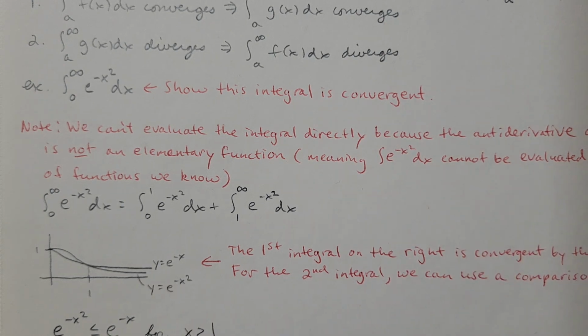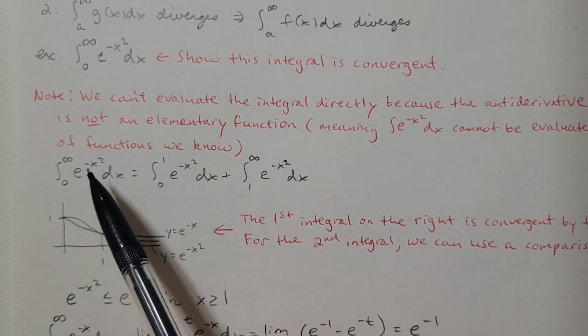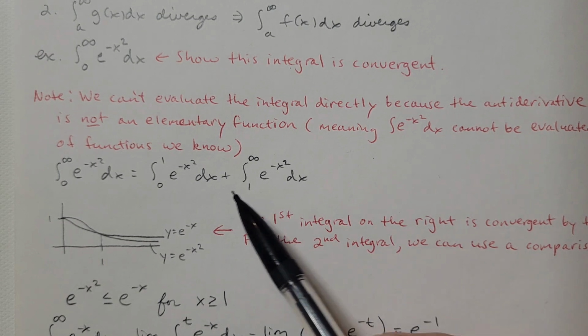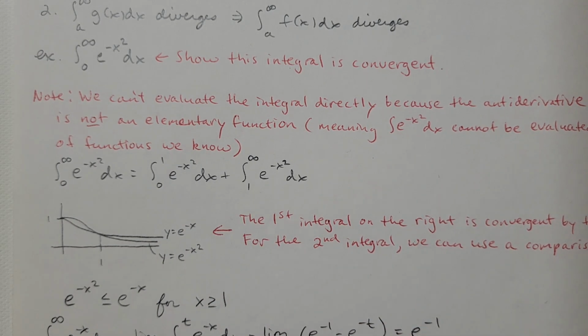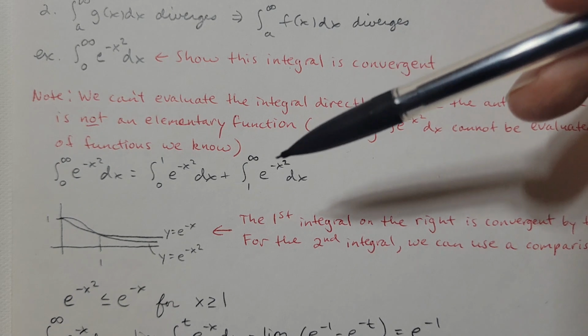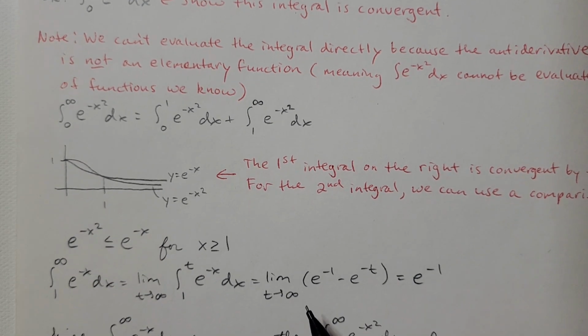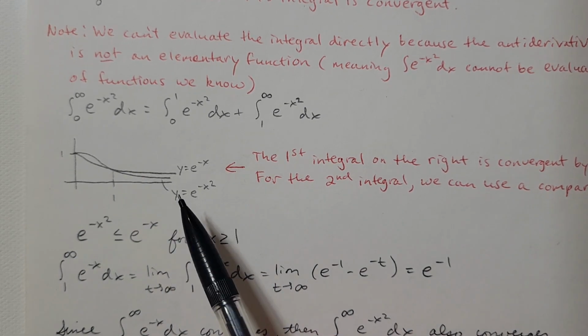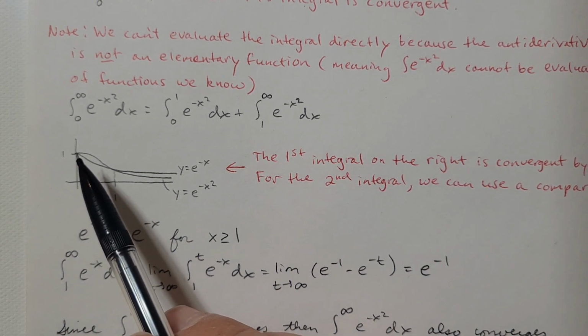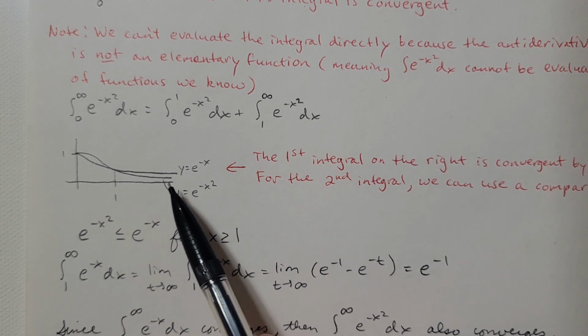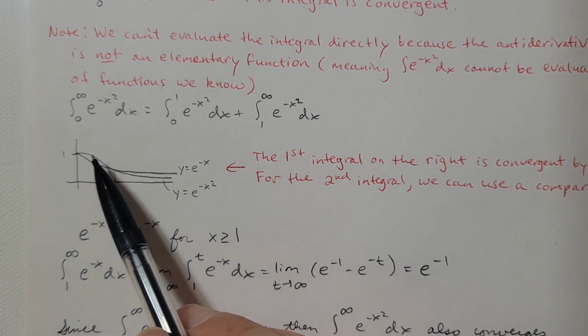The integral going from 0 to infinity of e to the negative x squared dx, I'm going to go ahead and split this at 1. That's the integral going from 0 to 1 of e to the negative x squared dx plus the integral going from 1 to infinity of e to the negative x squared dx. Now I have the graph of y equals e to the negative x squared shown. That's this bell curve there.